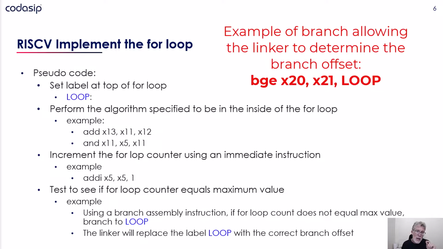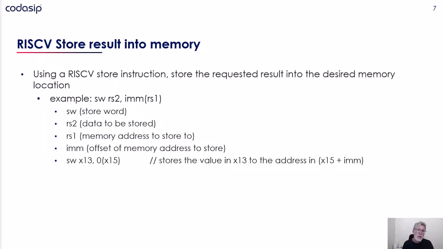Now, after I've done my for loop, I have to store the result. And so once again, please look at the appendix on how that is actually implemented. But for a shortcut here, I've written it up here, which is store RS2 register, which is going to be where the result is. And then there'll be an immediate, which is an offset to RS1, which is the value of the address that you are going to be writing to.